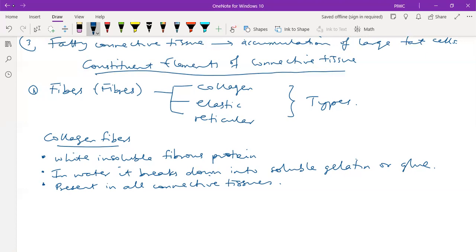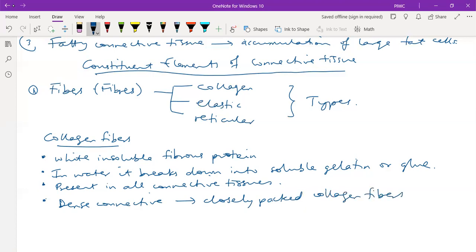Now, in dense connective tissue, the collagen bundles are much more numerous and more closely packed than in the loose connective tissue, as I've said before. So in the dense connective tissue, you have closely packed collagen fibers, whilst in the loose type, they are loosely packed.